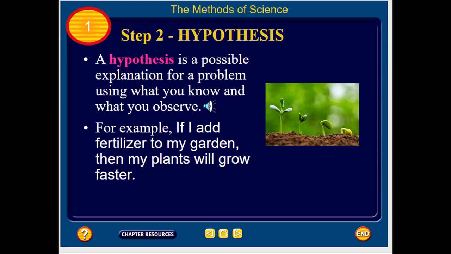Step 2, hypothesis. A hypothesis is a possible explanation for a problem using what you know and what you observe. For example, if I add fertilizer to my garden, then my plants will grow faster. That is a hypothesis.